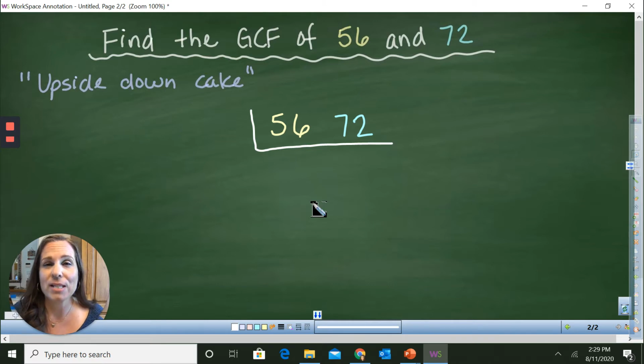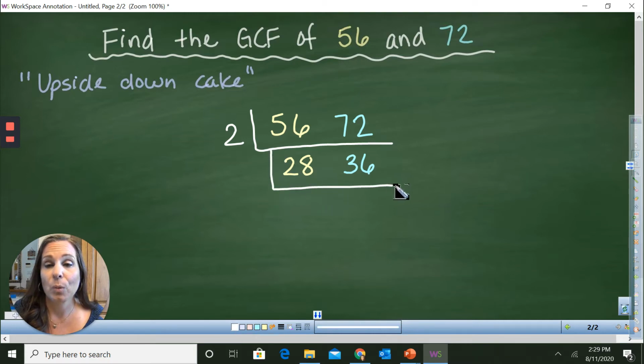When I say into, I'm talking about divisibility, right? Both of these numbers are even, so I know 2 goes in with no remainder. So 2 goes into 56 28 times, and 2 goes into 72 36 times. And now I'm going to repeat the process.